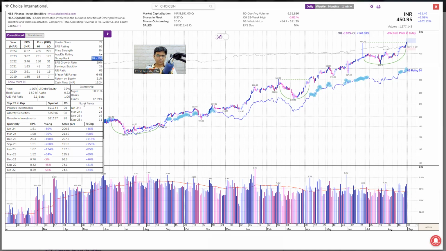Now I come to the number of funds. The number of funds has been increasing every quarter. It has gone from 11 in September 2023 to 41 in June 2024. So the number of funds owning the stock is increasing. However, I look at this number on a standalone basis. This should be at least in 3 digits. I mean, at least 100 institutions should be holding this stock. That shows strength. In some stocks, this number is more than 1,000. In some stocks, it is more than 3,000. So 11 to 41 doesn't seem like a big deal.